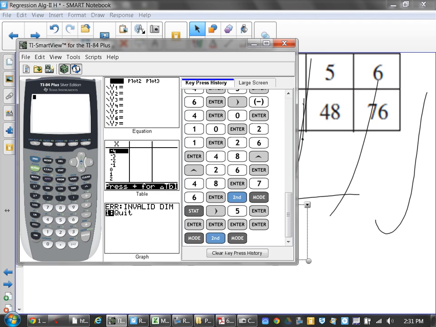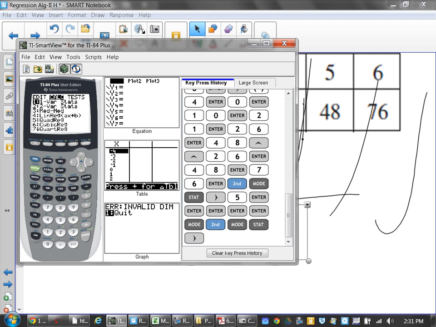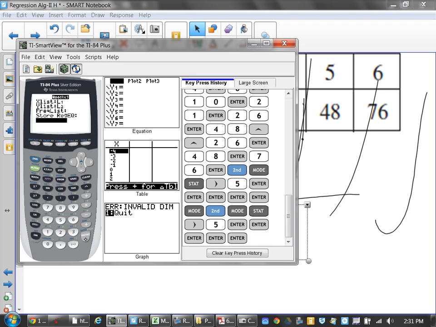I'm going back to a clear screen. You have your lists in, right, Olivia? Yes. Okay. From the clear screen, I'm going to go to stat, move over one spot to calculate. We've decided this is going to be a quadratic regression. So I choose quadratic regression, option 5. And then I said enter a few times.